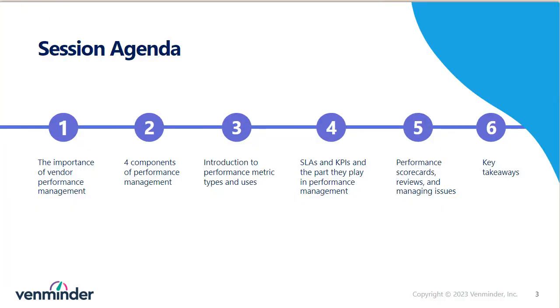All right, well, welcome everyone to today's session on vendor performance management. We are going to jump right in, talking about why vendor management is important, what the 4 components of vendor performance management are. We're going to learn all about metrics, the different types of metrics and how we use them. And we're going to break them out by SLAs, KPIs, and the role they play in performance management. We'll also get into performance scorecards, reviews, and managing issues. And then we're going to wrap up with some key takeaways today. So let's get started.